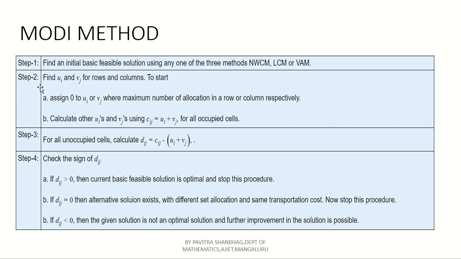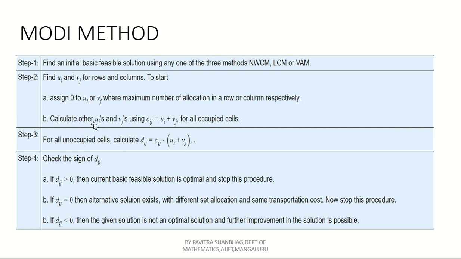Now step 2, find Ui and Vj for rows and columns. That means you have to find the element for rows and columns. To start, first assign 0 to Ui or Vj where there is the maximum number of allocations in a row or column respectively, that we have discussed in the previous step. We have to assign 0 to either Ui or Vj such that we identify which row or column contains the maximum number of allocations. Based on that, we have to choose Ui = 0 or Vj = 0.